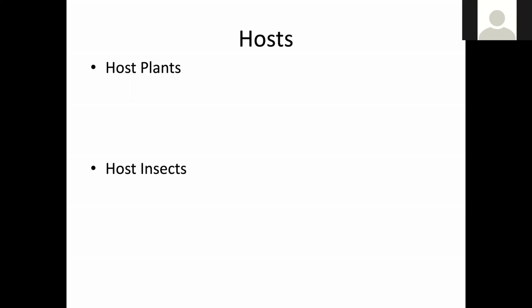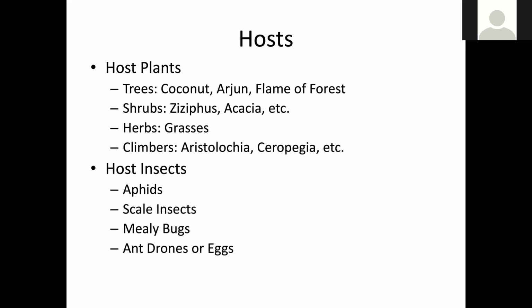Host plants and host insects. These are some of the examples. This is a classification of host plants, that is trees such as coconut, arjun, flame of the forest, shrubs like Ziziphus, acacia, etc. Then herbs like grasses and climbers like Aristolochia, Cissampelos, etc. These are the host plants which are known for butterflies. They are consistently using these host plants.